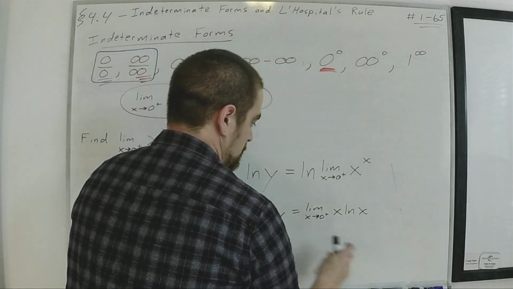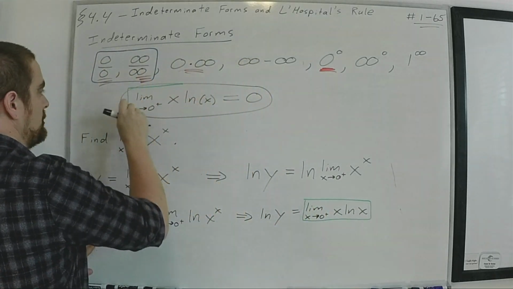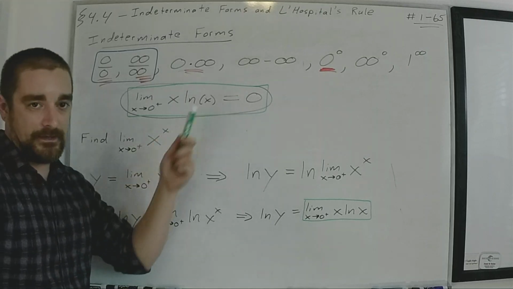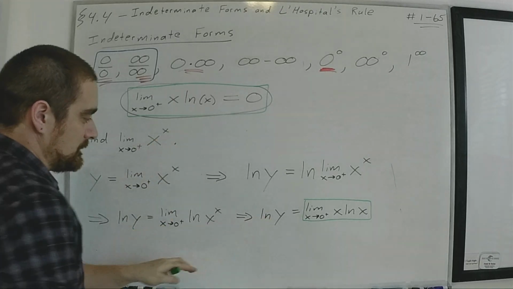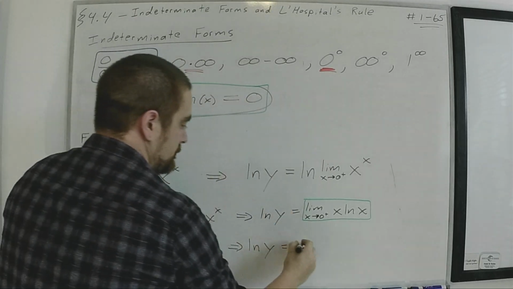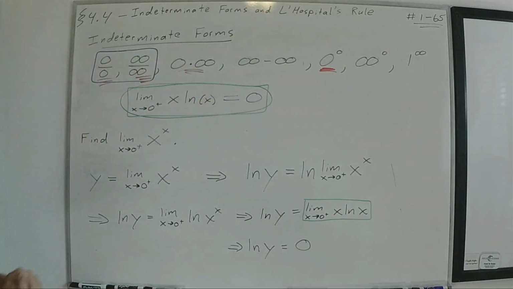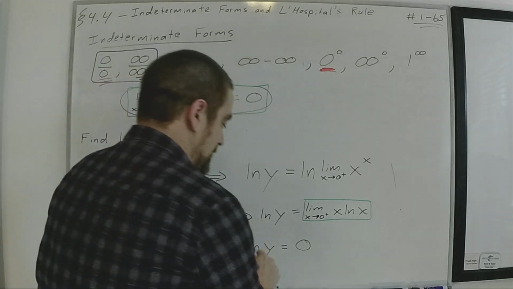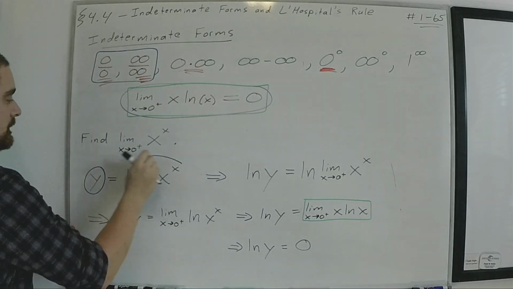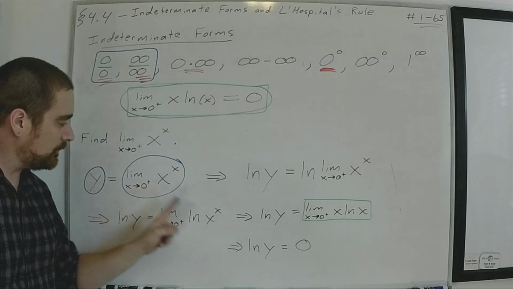We just found the limit as x goes to 0 from the right of x log x. We just found that in the last problem. So that tells you that the natural log of y is equal to 0. Right? We just found out that that limit must be 0. But we didn't want the natural log of y. We wanted y. We wanted this limit. So how do we get y back? How do we get our desirable limit back?